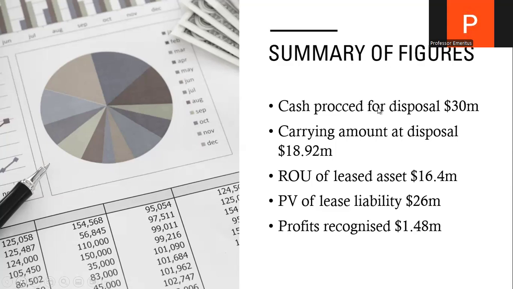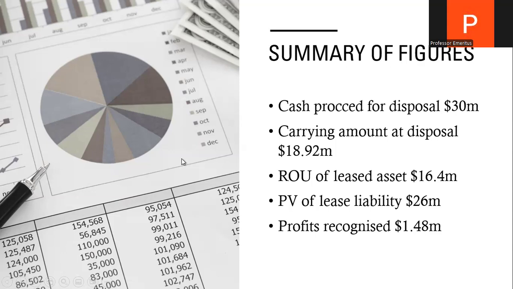Beyond this, we now come to the summary of the figures that we've determined so far. Number one, the cash proceeds from the disposal, which is 30 million. The carrying amount of the asset at disposal is 18.92 million. The right of use of the leased asset is 16.4 million, which we calculated above, which is 86.6% of this amount. Then the PV of the lease liability was given as 26 million. The profit recognized is 1.4 million.